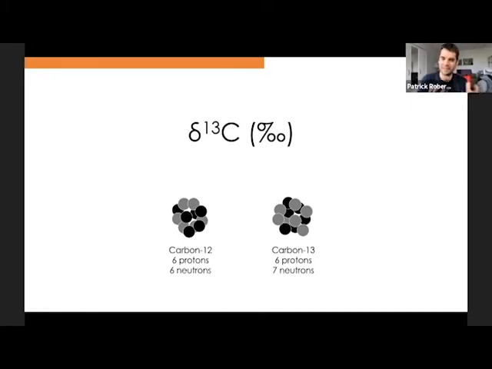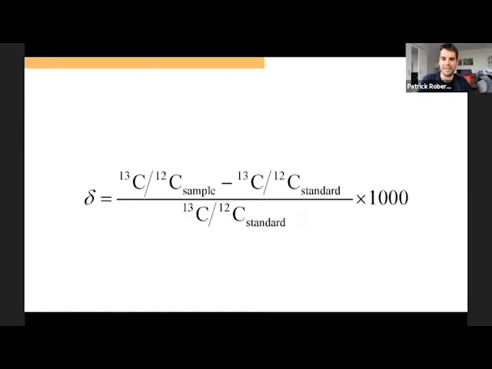And we measure this with this delta symbol that many of you might have seen around. And it might look complex, but all it really refers to is the relationship between the heavy and the light isotope in a sample that you measure, whether that's a plant, an animal, or a hominin, for example, versus a known standard. And that's all that really means. And that's how we measure that in our mass spectrometer.